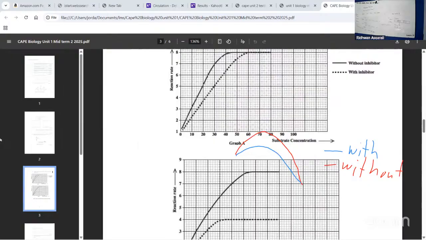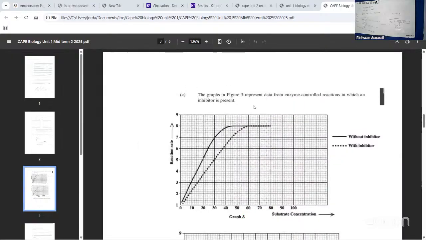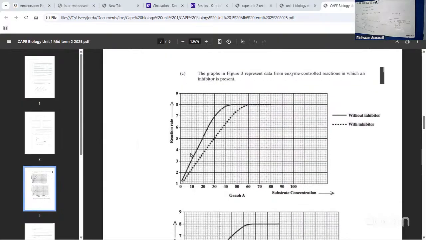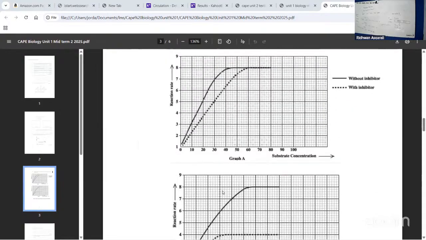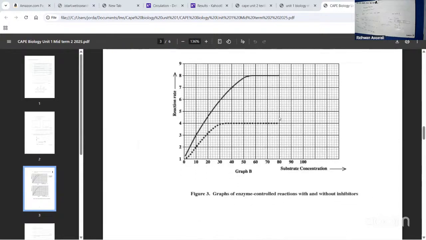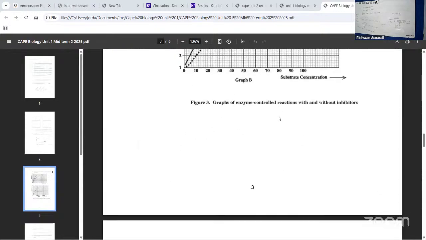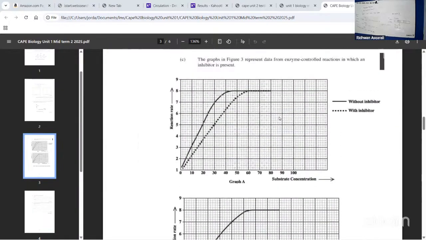Right, so this last one is just on inhibition. Okay, so you have two graphs here, right? Reaction rate on the Y, substrate concentration on the X. In both graphs, with the inhibitor is the dashed line, without the inhibitor is the continuous line. So the first question, describe the trend seen in each graph. So in graph A, what is the trend?